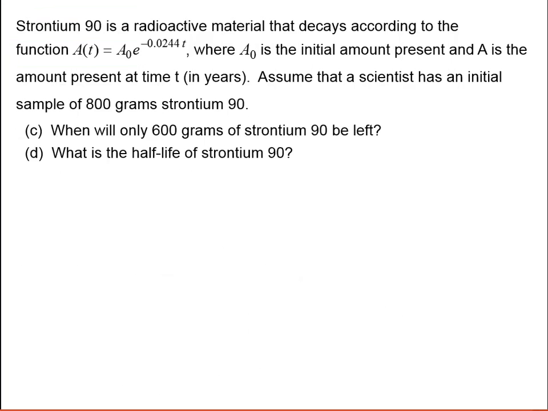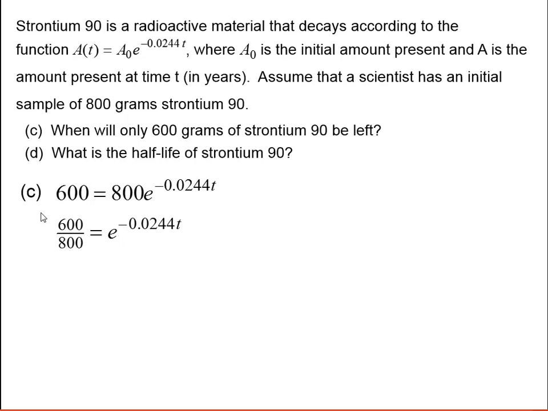All right, so let's take a look at letter C then. Letter C says, when will only 600 grams of strontium-90 be left? Just like in our last example, now we're asking the question of when. That's solving for the t variable. So we're going to set the function value to 600, isolate the exponential, divide the 800 over, then ln both sides.